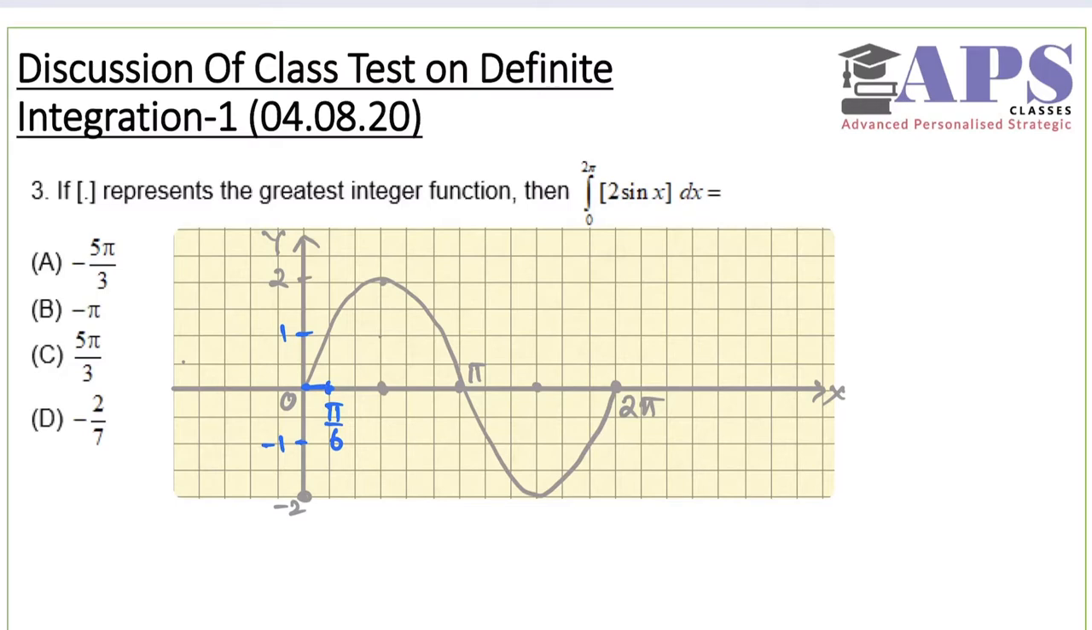Then from pi by 6 till 5 pi by 6, it will come here, and this is here. So this part is 0, and for this it is 1, and after that it is again 0, 1, again 0. Okay, and after that 0 to minus 1, this part 0 to minus 1 will become minus 1.